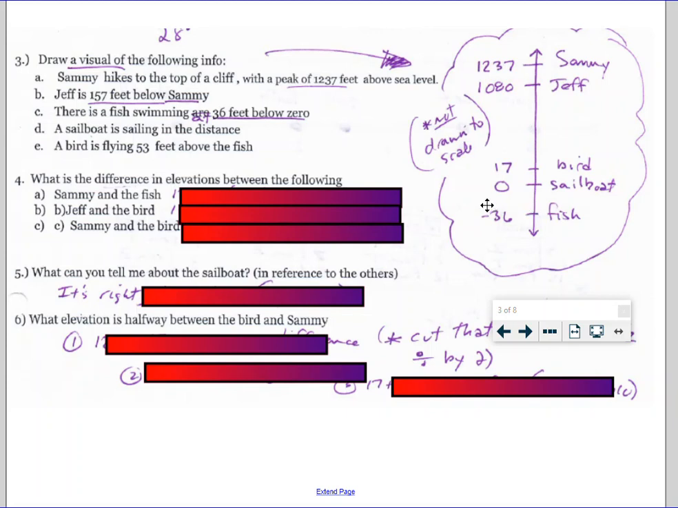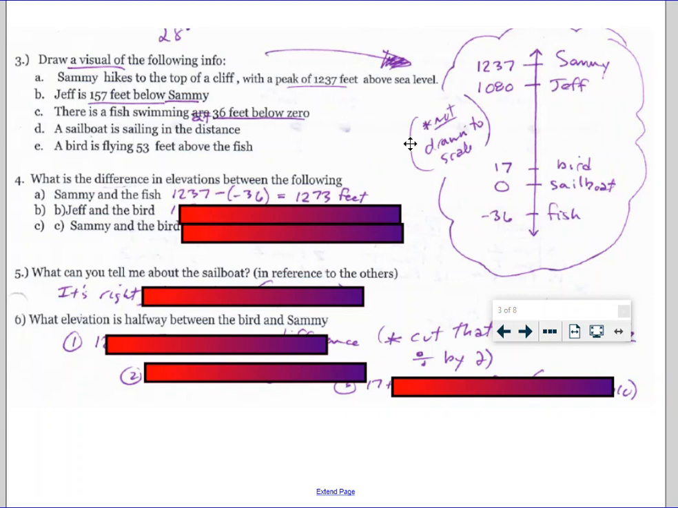Number 4A, how far apart are Sammy and the fish? Well, Sammy is quite a bit above sea level, and the fish is 36 feet below sea level. So that is a difference of 1,273 feet. Yeah, that's the first one.